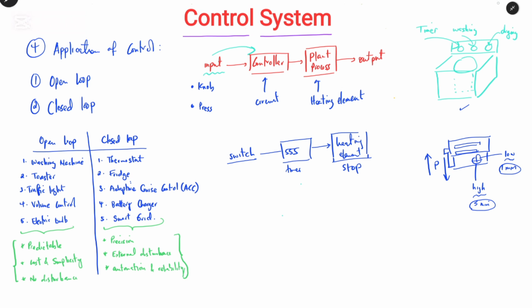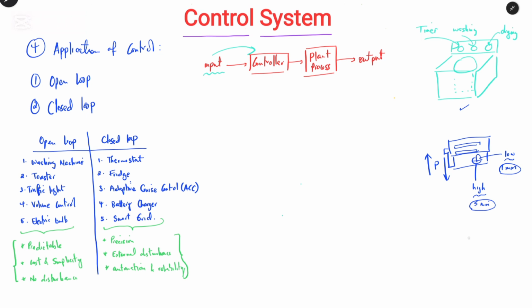Now let us look at the traffic light. We all know that a traffic light has some sequence of lights. Maybe this is for stop, this is for walk, and this is, let's say, halt.